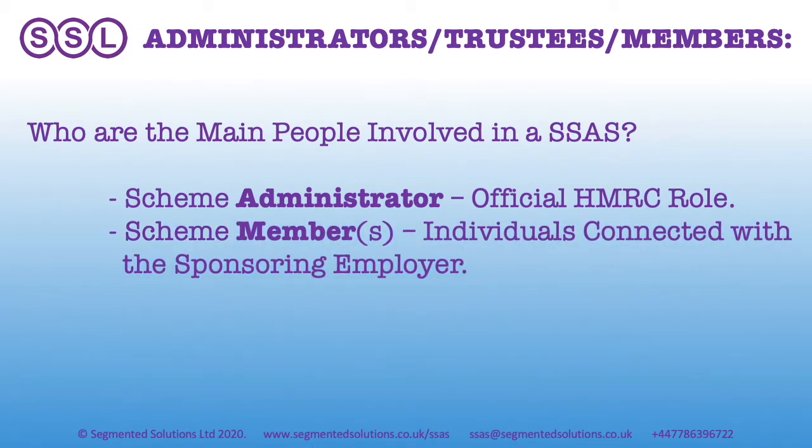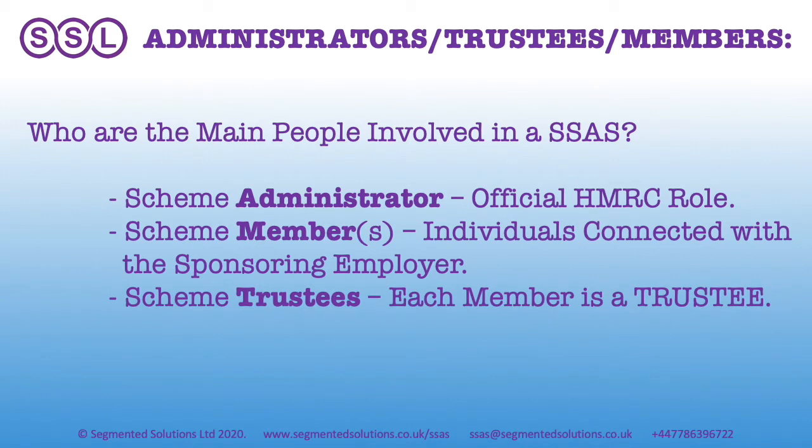Scheme member, you can have 1, 2, 3, 4, 5, many members. Those are individuals who are connected with the sponsoring employer. They can be directors, they can be employees. There's no need to actually be employed if you're a director, as long as you're an officer of the company and have that connection with the sponsoring or principal employer.